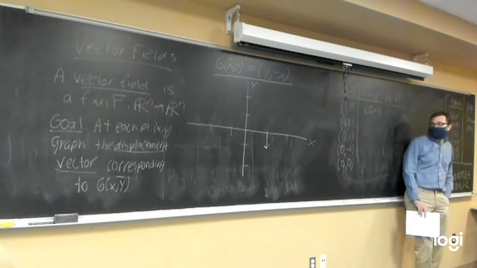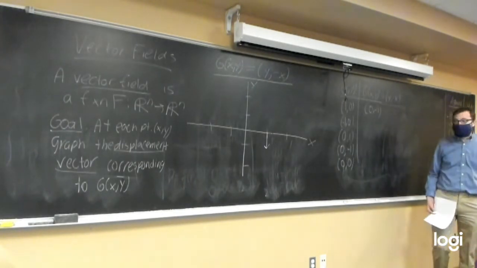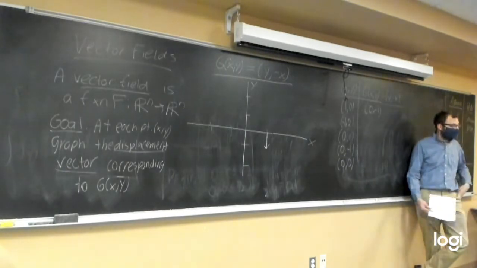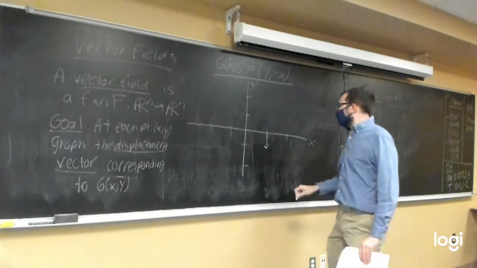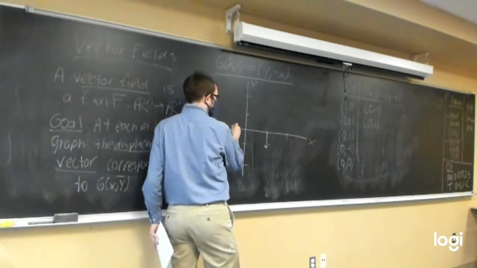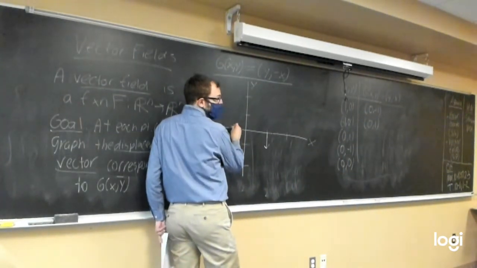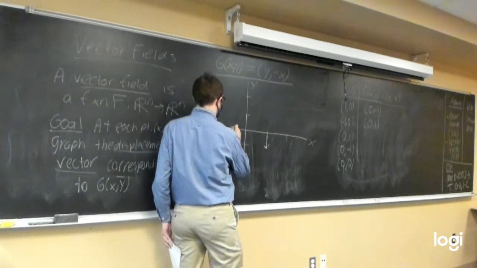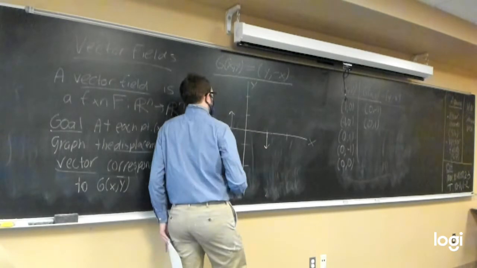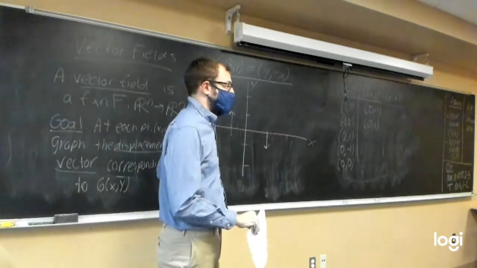Sarah, what would g of -1, 0 be? 0, 1. And 0, +1. So if I go to the point -1, 0, which direction am I going to draw an arrow? Straight up. Towards 0, +1, which is going to be straight up in this case.